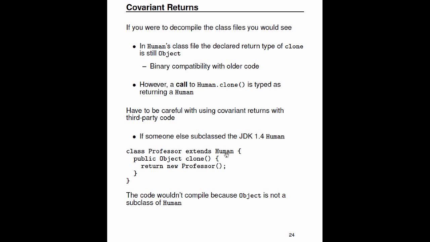new Human class whose clone method overrides clone to return Human, this Professor code will no longer compile because the clone method that now overrides the clone method that returns Human returns Object, and when you override with a covariant return, you can't make the return type more general. You can only make it more specific. So you can't go that way. Right? This code wouldn't compile because Object is not a subclass of Human, it's the other way around.